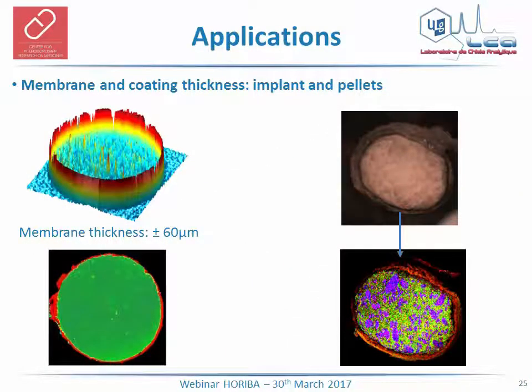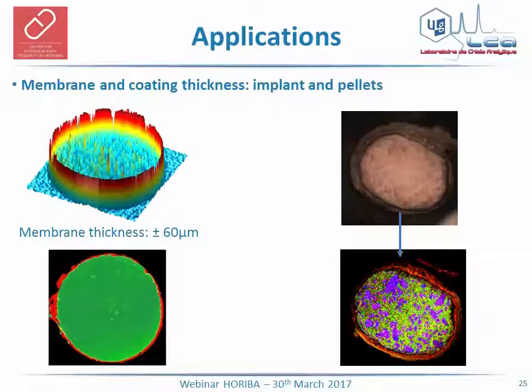Besides the investigation of the particle size, another interesting application of Raman imaging is the determination of the coating or membrane thickness in the framework of quality control or sustained release systems such as implants, pellets, and tablets. Indeed, this thickness has a dramatic influence on the rate of drug delivery. The accuracy of the results will depend on the step size of the map and the laser spot size.